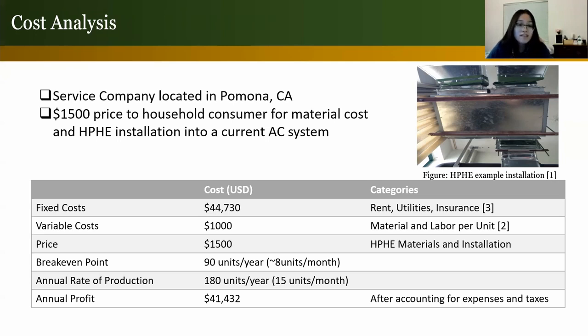Calculating the break-even point, that was about 90 units per year or about 8 units per month. Anything above that will be profit and anything below that will be a loss. So our goal annual rate of production is about 180 units per year or about 15 units per month. This comes out to an annual profit of about $41,000, and this is after subtracting the expenses and accounting for income and property taxes as well.